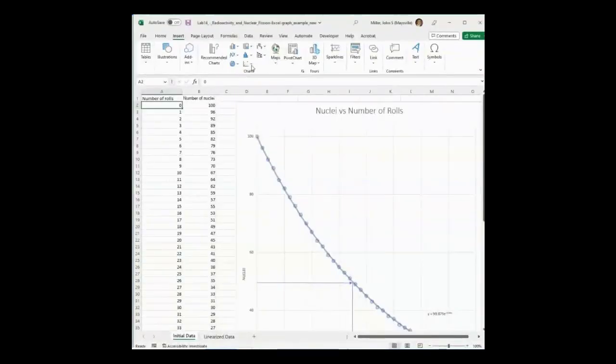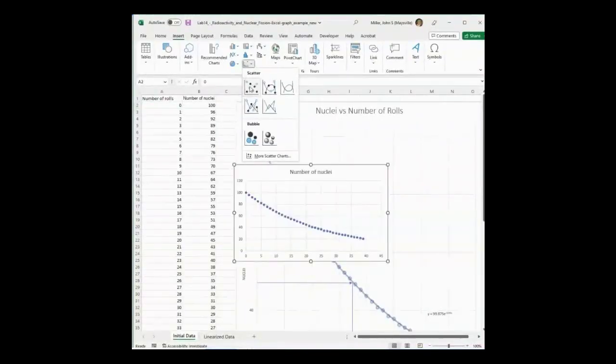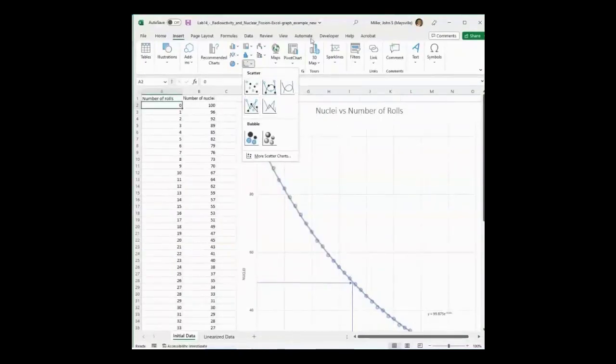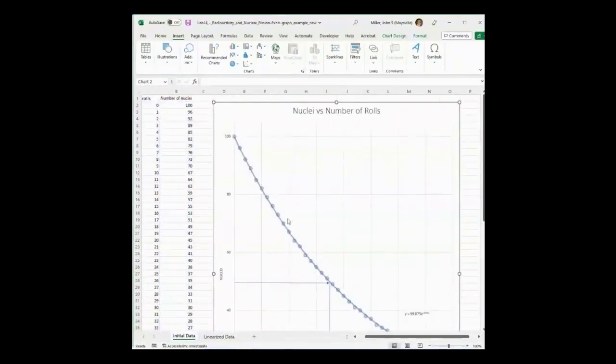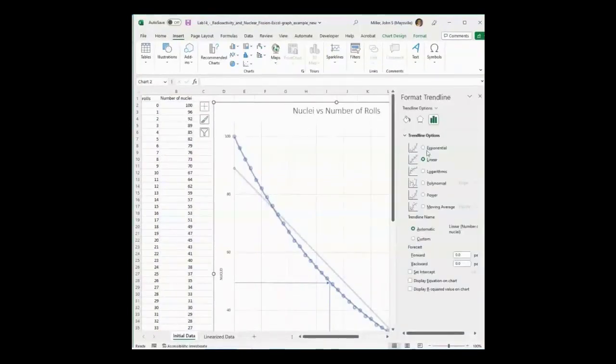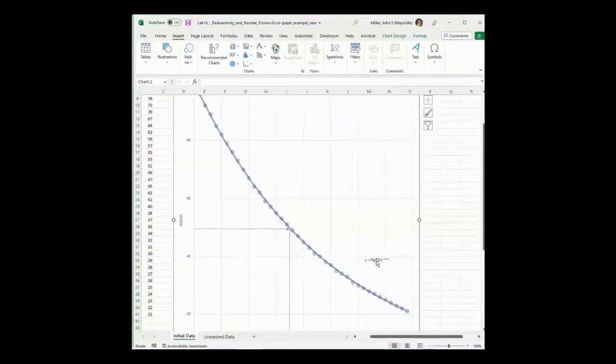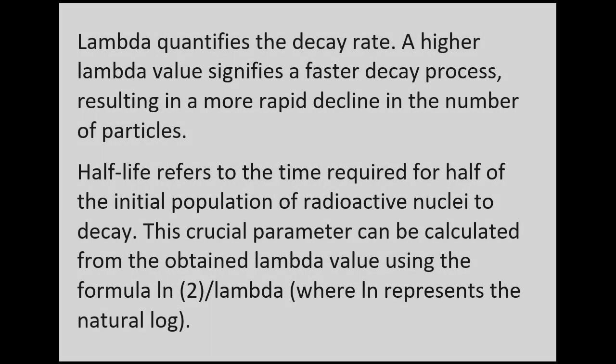When the graph is complete, the data points should exhibit a smooth downward curve, reflecting the exponential nature of radioactive decay. You can use Excel's option of trend line and more options to fit an exponential curve to the data points and to place on the graph the equation provided by Excel for the fitted curve. The number that appears in front of the x variable in the exponential will be the decay constant lambda. Lambda quantifies the decay rate. The higher lambda value signifies a faster decay process, resulting in more rapid decline in the number of particles.